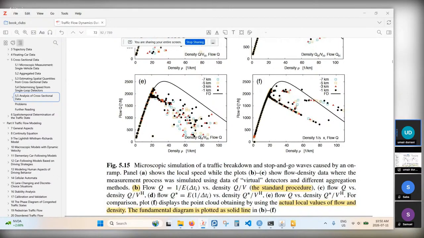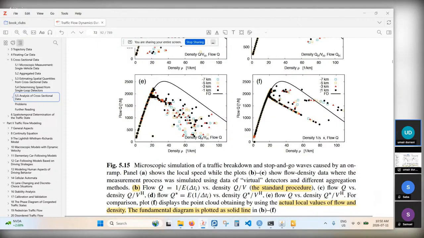This last one here is directly from the detectors that are available in the simulation. This is the flow using the definition of flow, the number of vehicles at a particular location for a given unit of time. And the unit of time here is 60 seconds. The density rho is the number of vehicles in a kilometer, right? So this is directly available from the detectors in the simulation. And this makes a very similar figure to the fundamental diagram. So we have the free traffic, and then we have the congested traffic, this line.